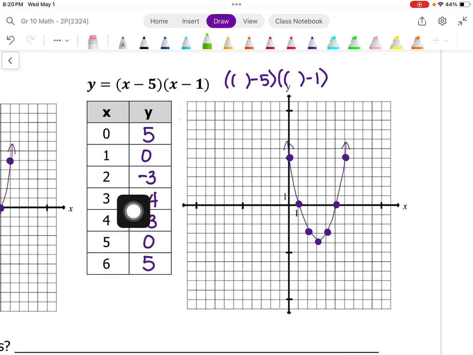And we can do the same thing to figure out our table of values. So if I substitute in a 0 here and here, where the x's are, 0 subtract 5 is negative 5, and 0 subtract 1 is negative 1. And these are being multiplied, so negative 5 times negative 1 is equal to positive 5. So I've already done that with each of these to get our table of values and plotted the points as well.